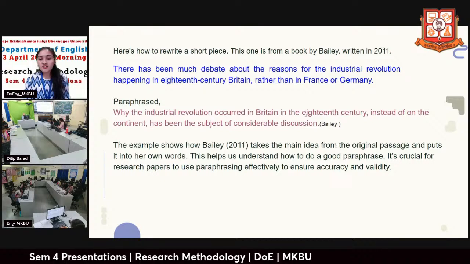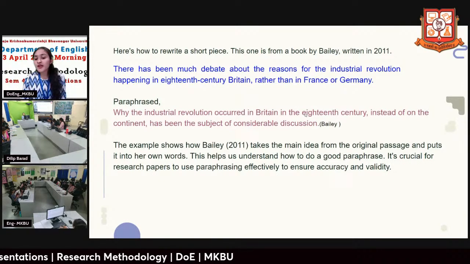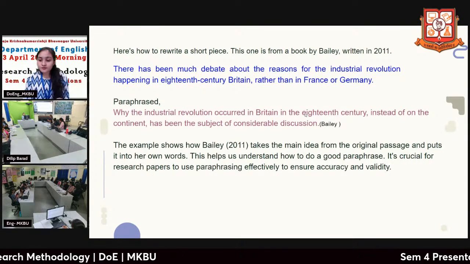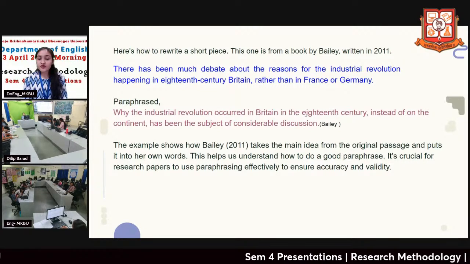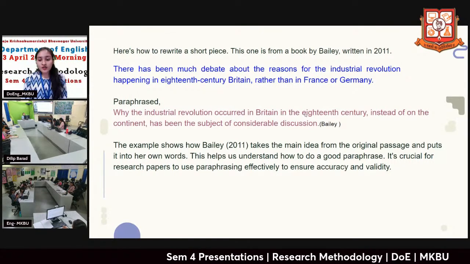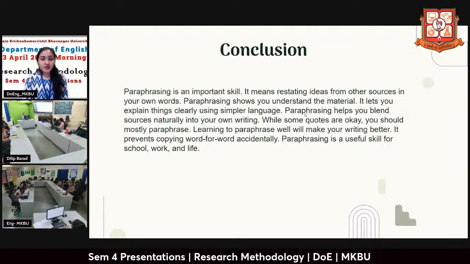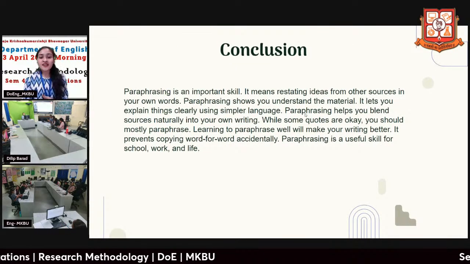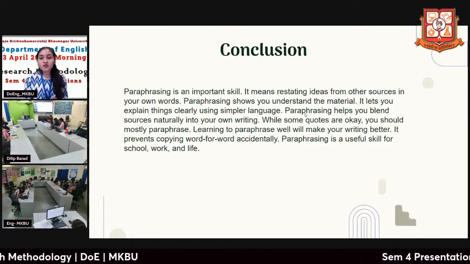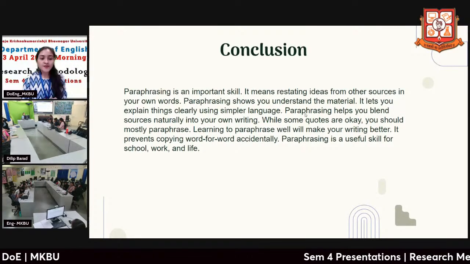This helps us understand how to do a good paraphrase. It is crucial for a research paper to use paraphrasing effectively to ensure accuracy and validity. To conclude, paraphrasing is an important skill. It means restating ideas from other sources in your own words.